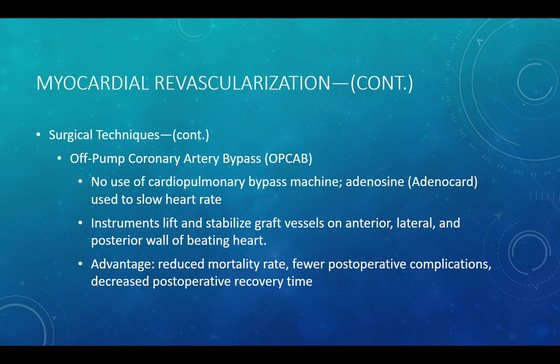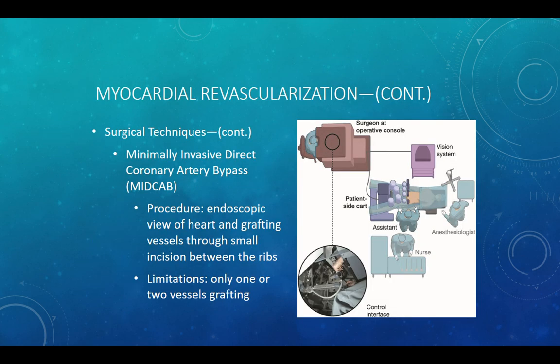Surgical technique: off-pump coronary artery bypass, OPCAB, which is no use of the cardiopulmonary bypass machine. Adenosine is used to slow the heart rate, but it is still beating. They have what they call the octopus that lifts the heart up out of the chest and stabilizes the area that the graft is going to be attached to. Advantage: it reduces the mortality rate, fewer postoperative complications, decreased postoperative recovery time, less blood used, but the heart is still beating, so that requires a lot of skill from the surgeon.